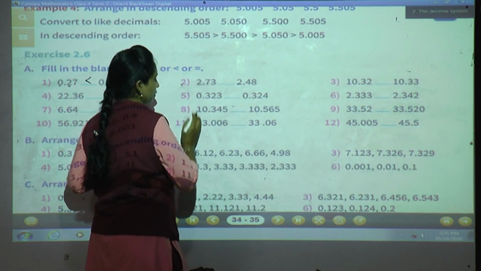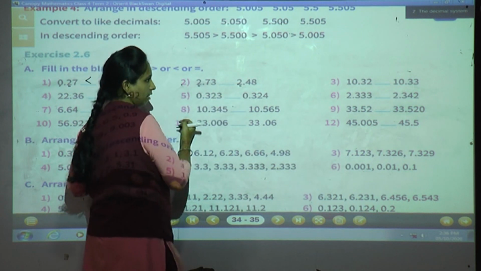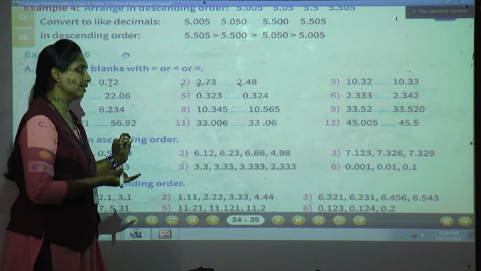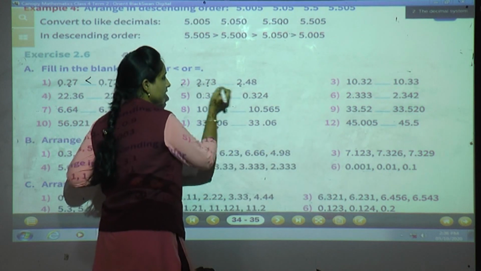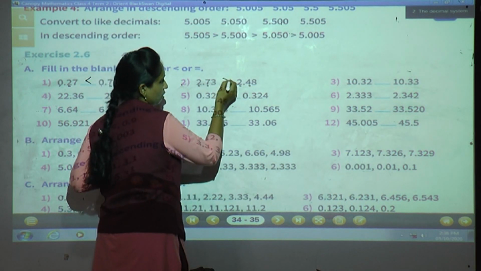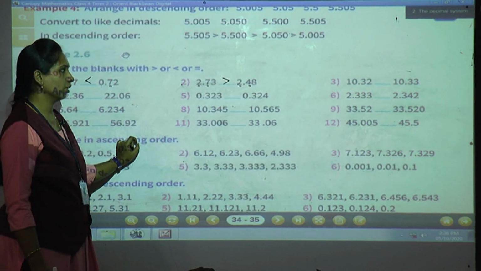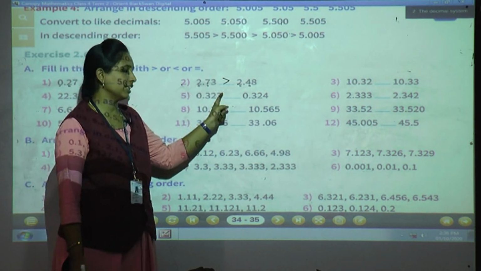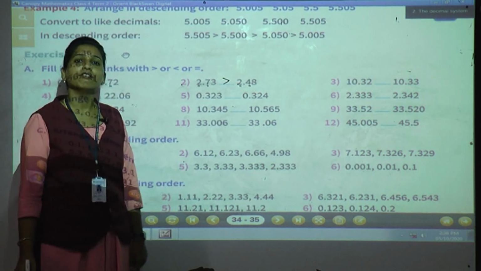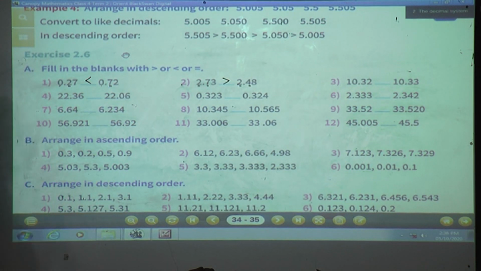Now next, 2.73, 2.48. Now start with the whole number. Ones place 2 is there. Then we have to go with the next, tenths place. Now here 7 is there, here 4 is there. Which is greater? Of course 7 is greater. So give the arrow to 7. Okay, means 2.73 is greater than 2.48, isn't it? Now I will solve the fifth one for you.